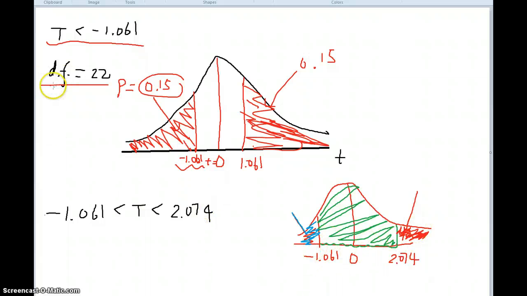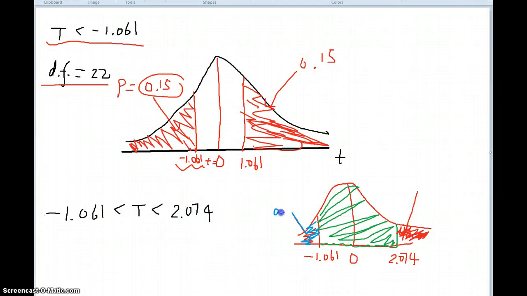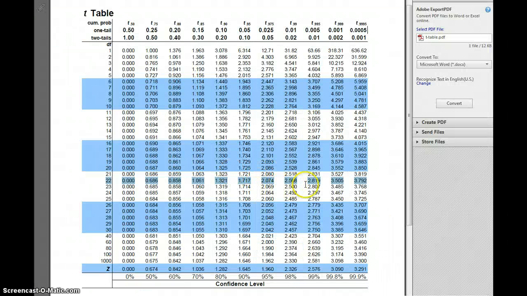So let's use the table. Degree of freedom is still 22. So going to the table, degree of freedom is 22, and the value is negative 1.061. We only have positive, but notice we just need to put negative, the area is the same as positive, so 0.15. The area under the curve is 0.15 as before. Because if this side is 0.15, that makes this side 0.15. And for 2.074, let's find 2.074. It's right here, and if we look up, we find out that the area is 0.025.